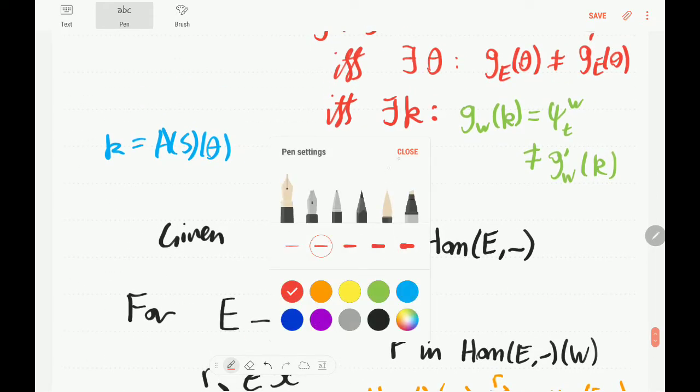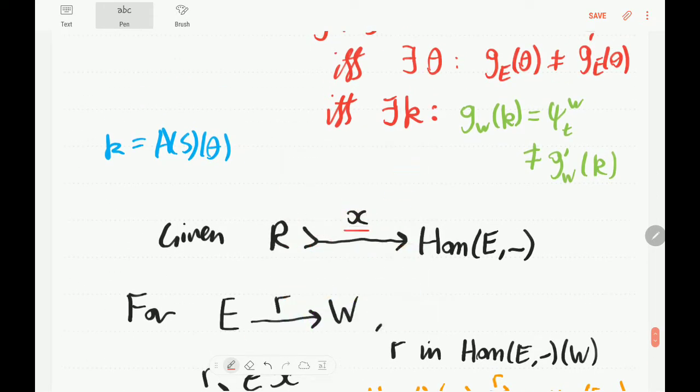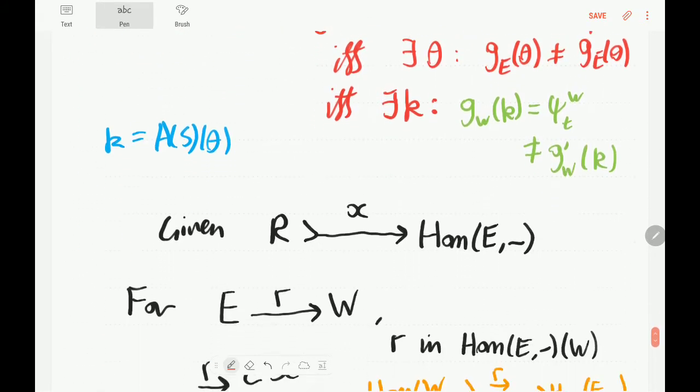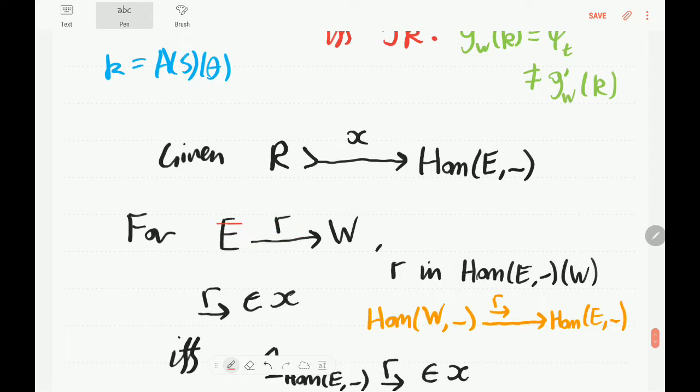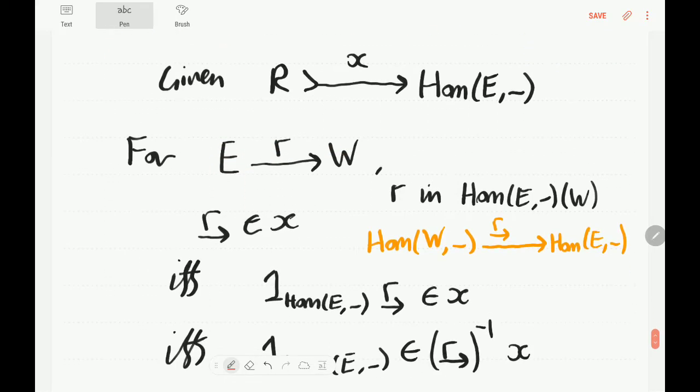X is just a sub-object of hom E comma blank, and R is an arrow from E to W. Or if you like, we can think of R as a W-type element of hom E comma blank. And so R under arrow is going to be this arrow from hom W comma blank to hom E comma blank.